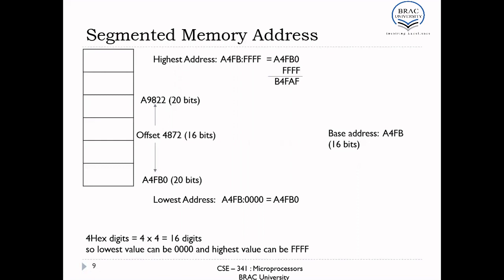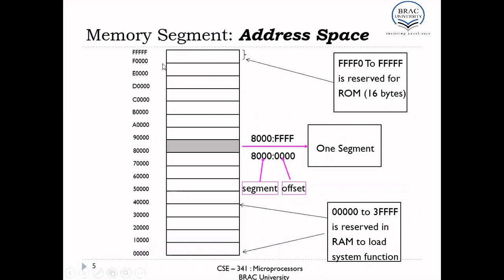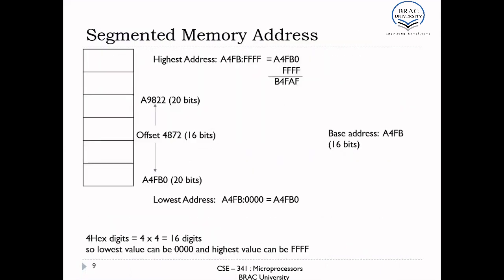Why? Because we know 8086 has a 16-bit data bus, so it can carry a value that consists of 16 binary digits. But you may have confusion. In the previous figure, you have seen 5 hexadigits, that means a 20-bit location, and now you are seeing a 16-bit address. Why? Let me give an explanation for this.